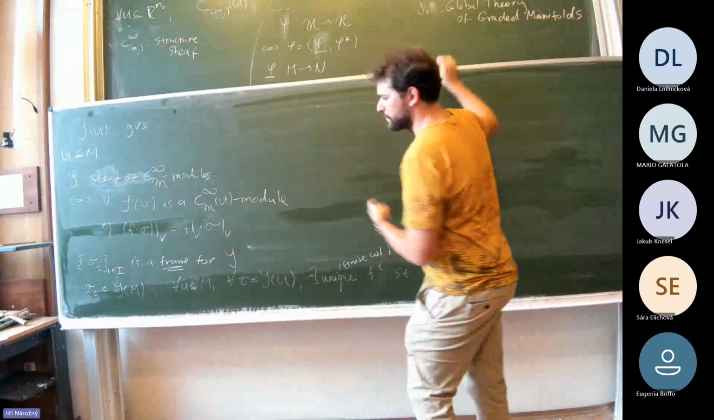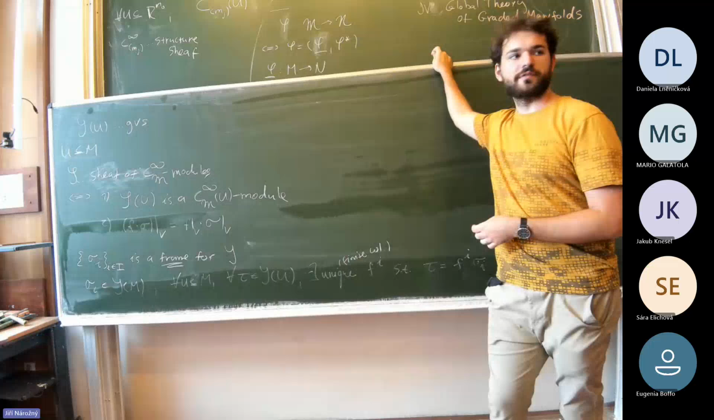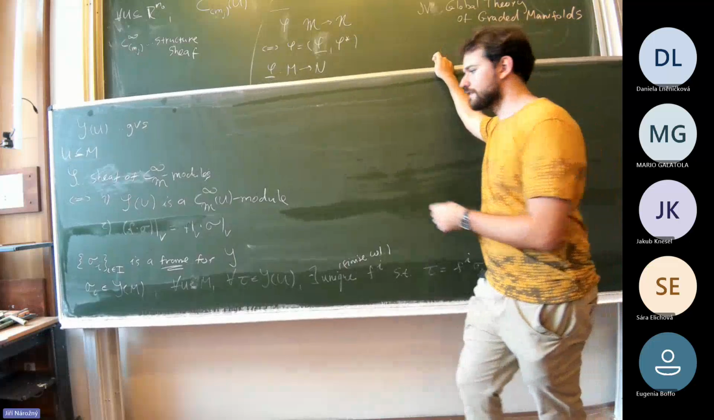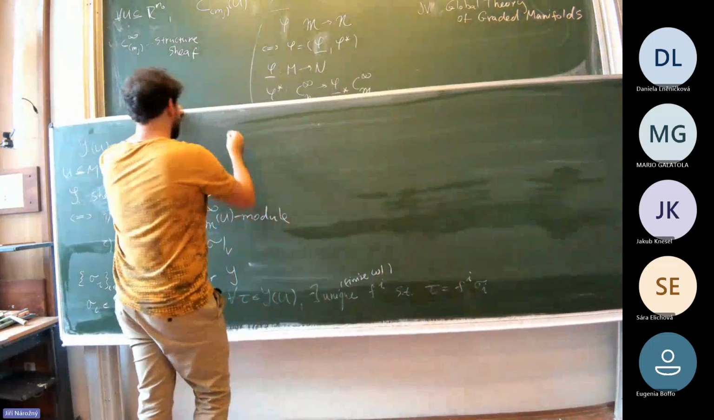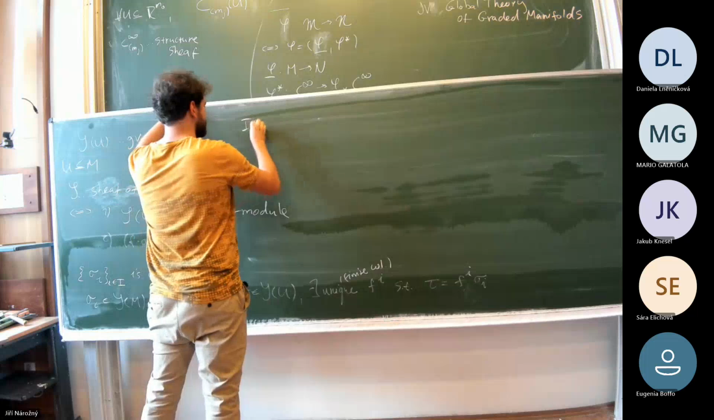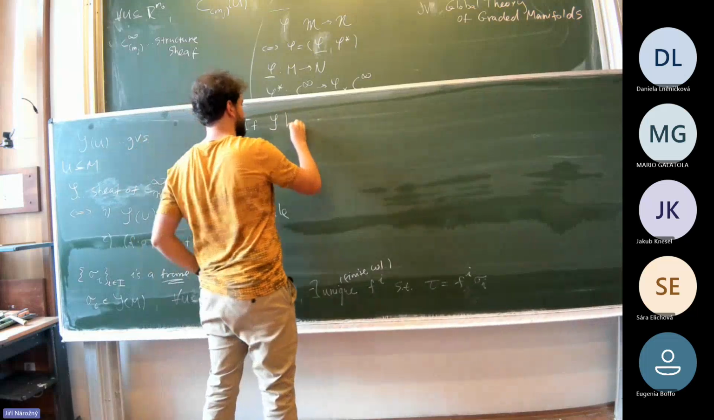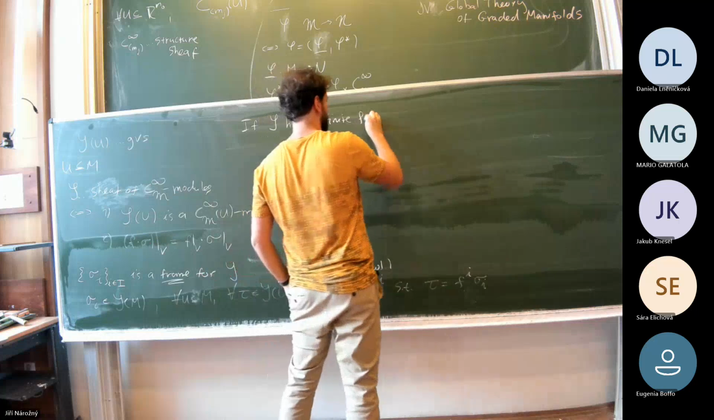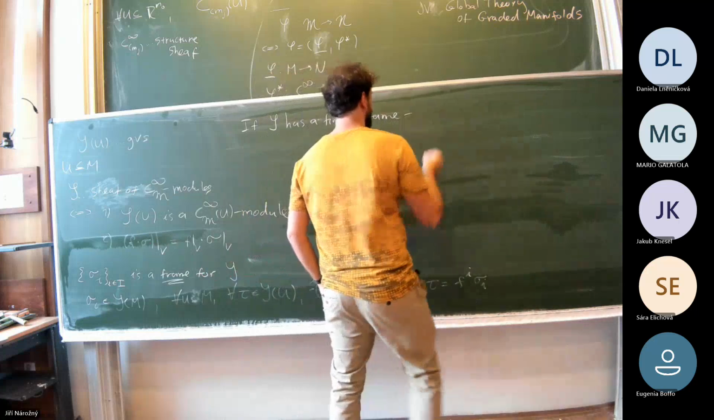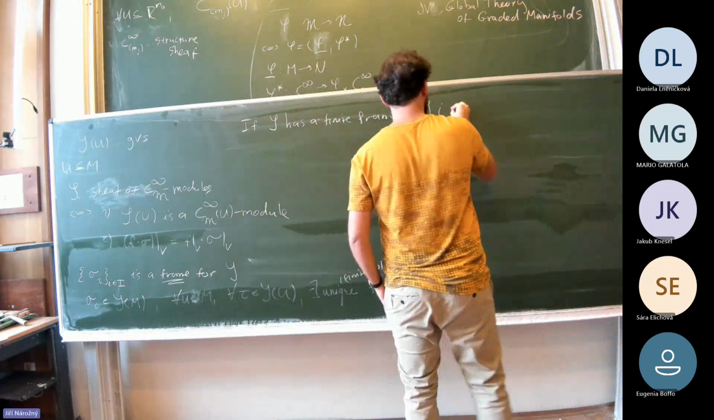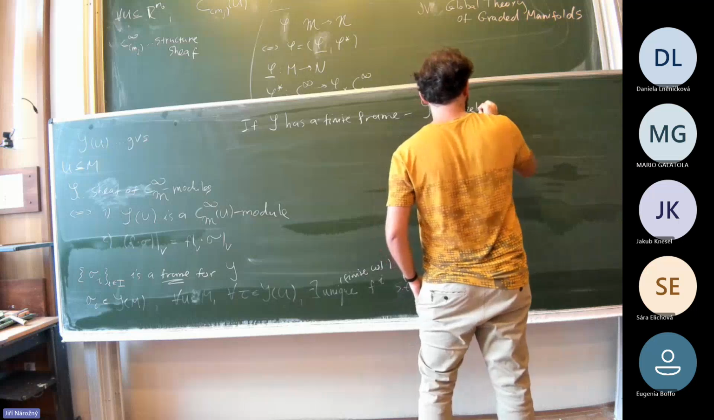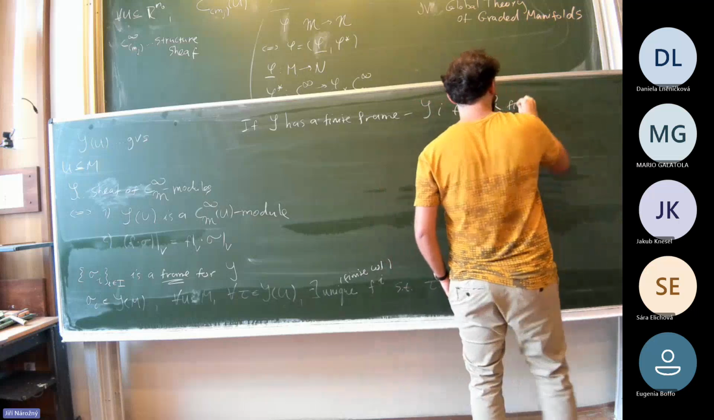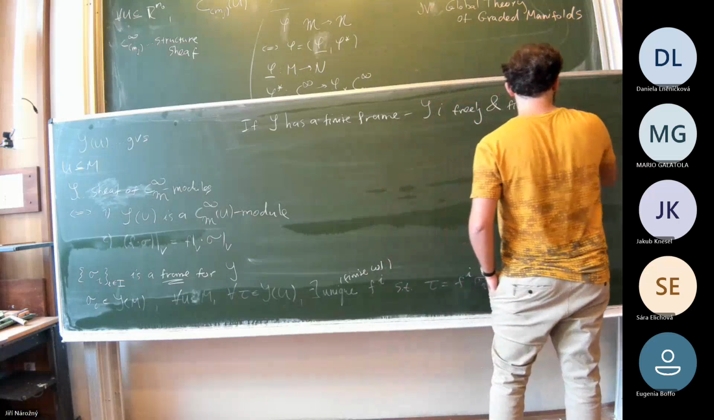If we have a frame, we can ask if the frame is finite or not. If S has a finite frame, we say that S is freely and finitely generated.